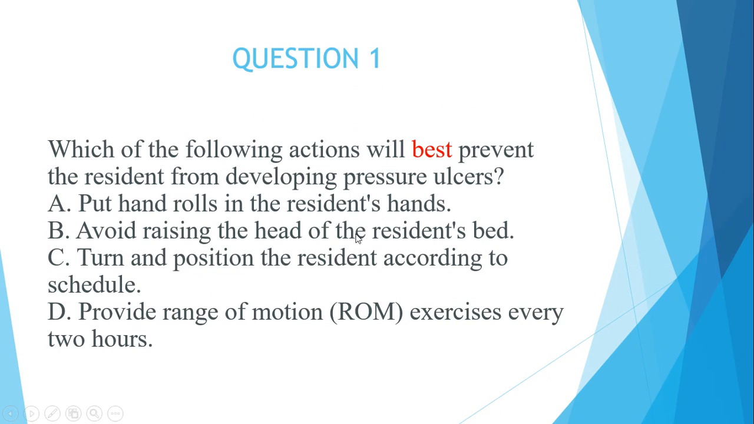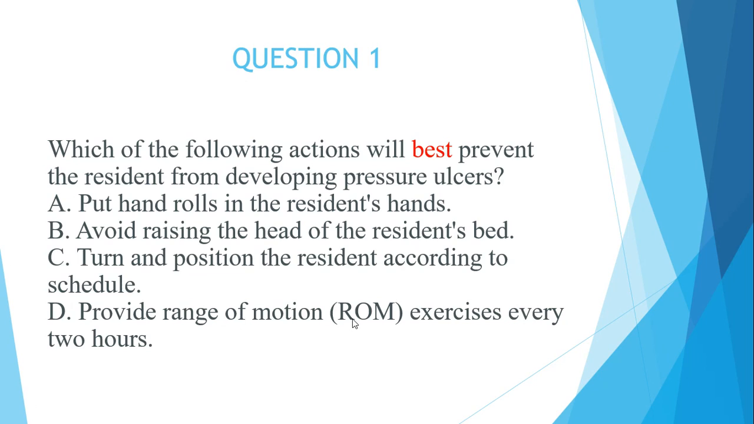Which of the following actions will best prevent the resident from developing pressure ulcers? A. Put hand rolls in the resident's hands. B. Avoid raising the head of the resident's bed. C. Turn and position the resident according to schedule. D. Provide range of motion exercise every 2 hours.